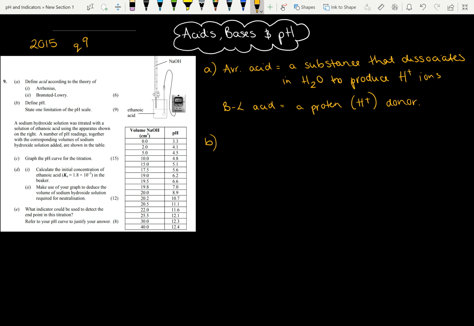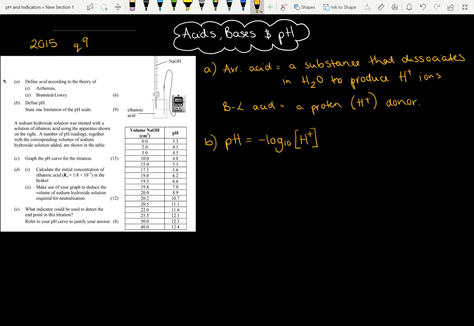Part B then asks us to define pH, and we know that our definition for pH is the equation that we use to calculate pH. So it's minus log to the base 10 of the hydrogen ion concentration. And don't forget those square brackets because they mean in moles per litre.